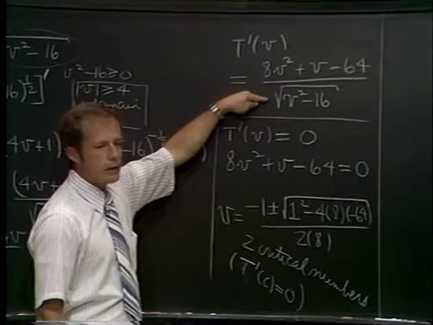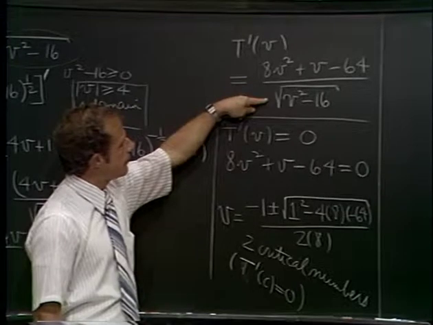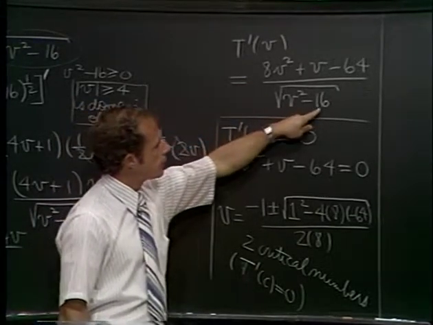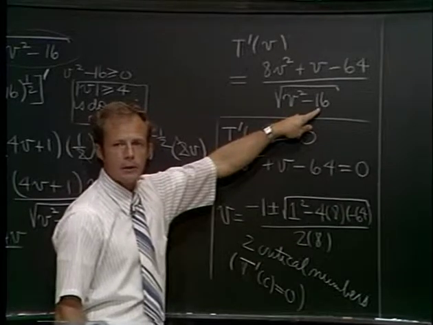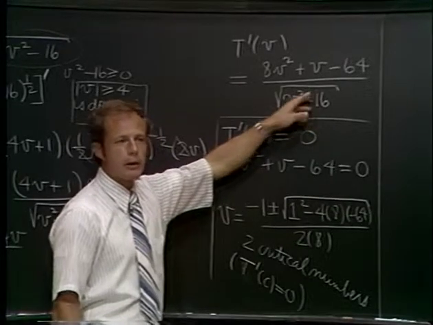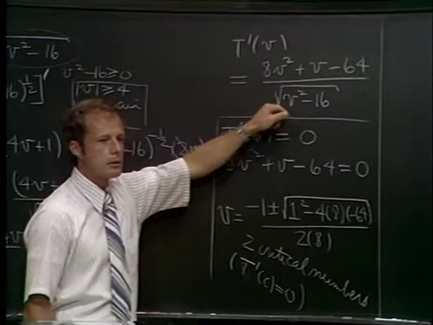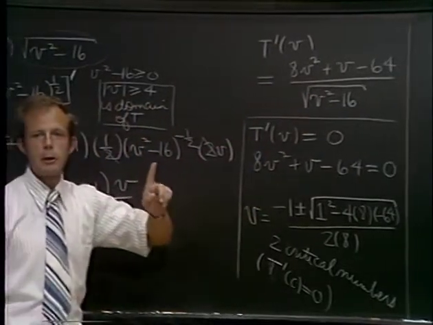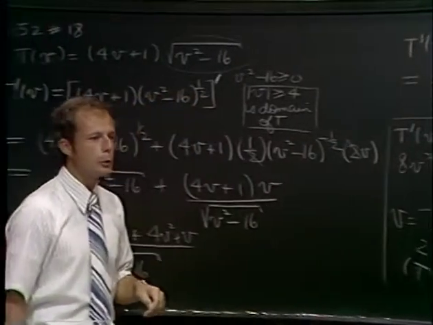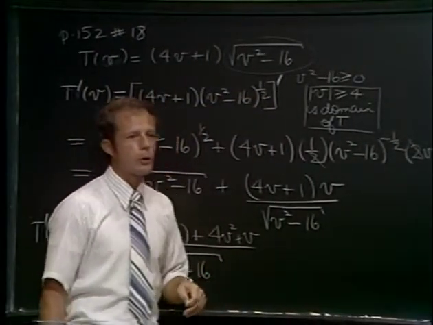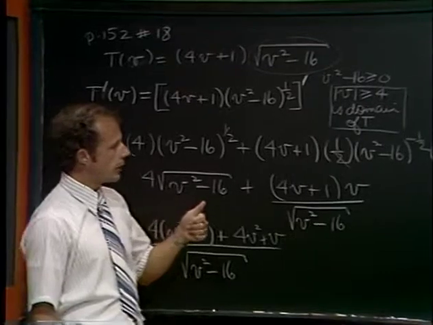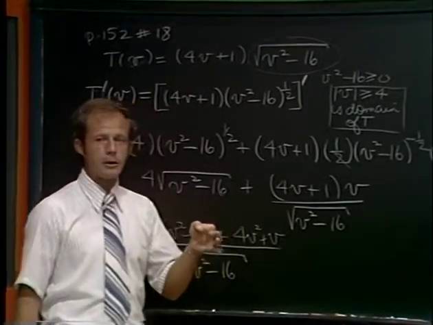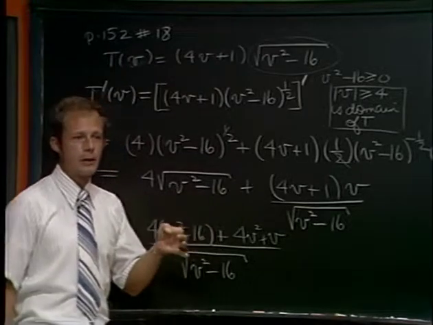I'd say someone would then jump into the problem and say, looks like t prime doesn't exist at v squared minus 16 equals 0. Or, in fact, if it's negative, gee, it looks like there are an infinite number of critical numbers if you look at places where t prime doesn't exist. This is where you almost have to be a lawyer and read that book super carefully. It says a critical number is where the derivative is 0, or at a point in the domain of the function where the derivative does not exist.